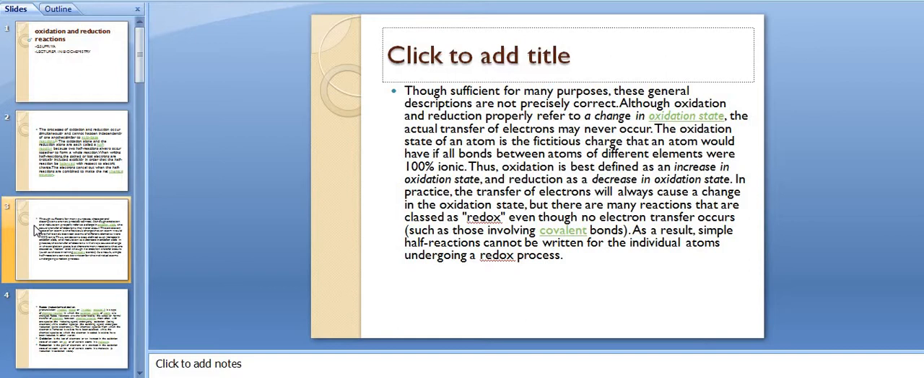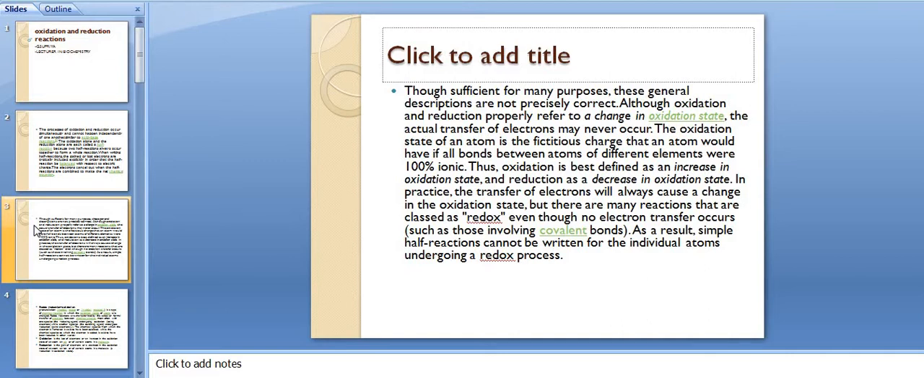In practice, the transfer of electrons will always cause a change in the oxidation state, but there are many reactions that are classed as redox even though no electron transfer occurs, such as those involving covalent bonds.